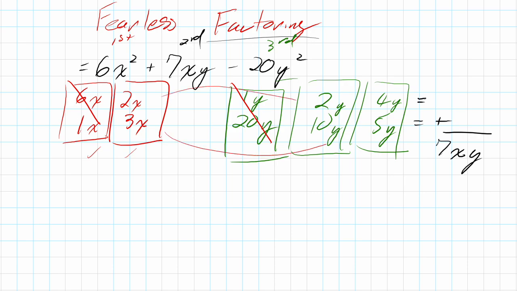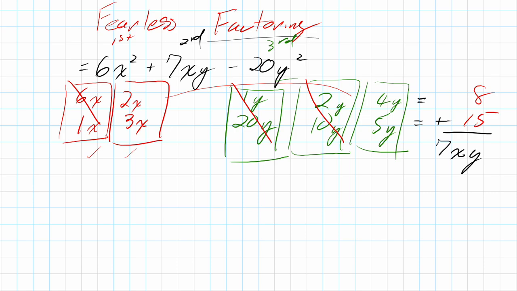2 times 2 is 4. 3 times 10 is 30. Nothing. 6 and 20, nothing. It looks like it's gone. Okay, I hope we've got this here. Here we go. We're going to go 8 and 15. They don't add to 7, but the difference between 8 and 15 works.